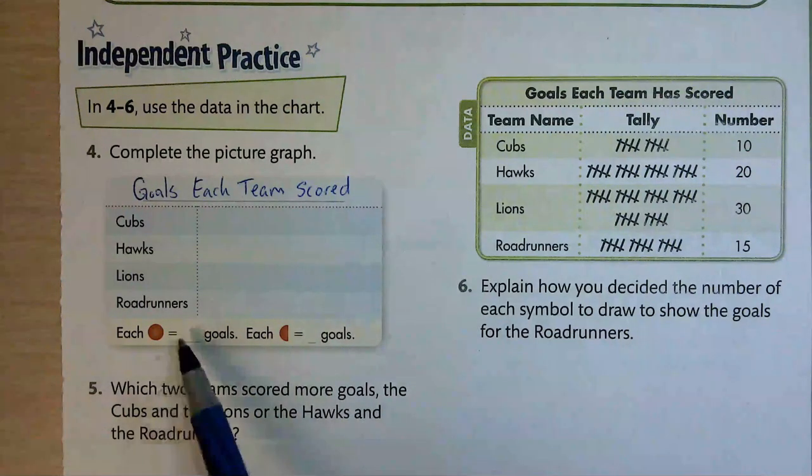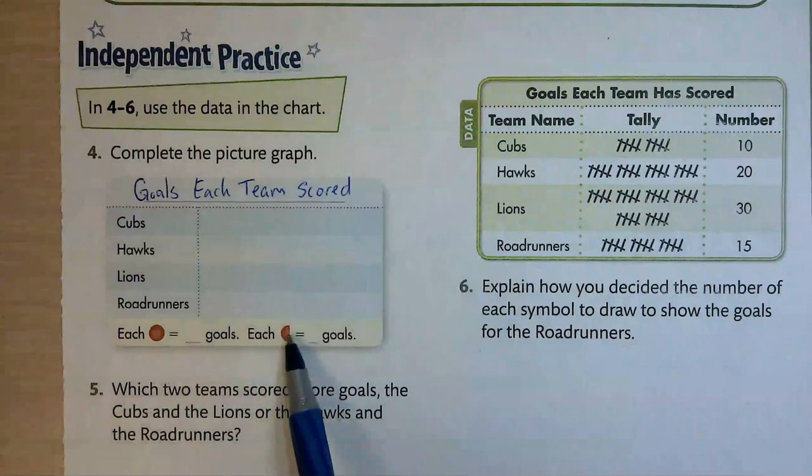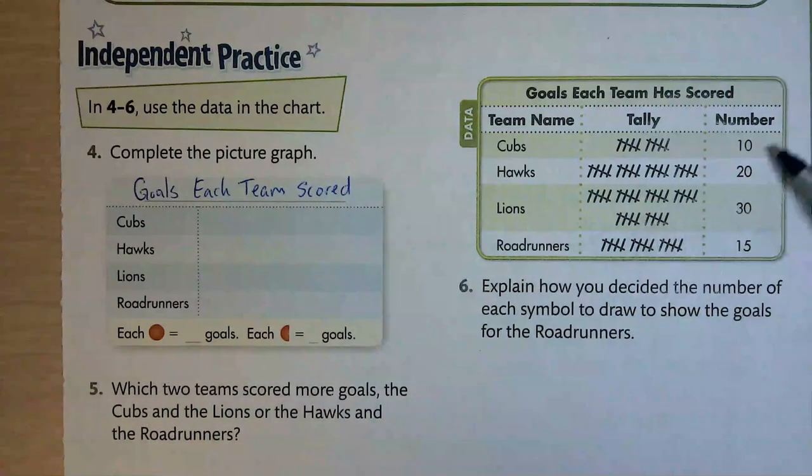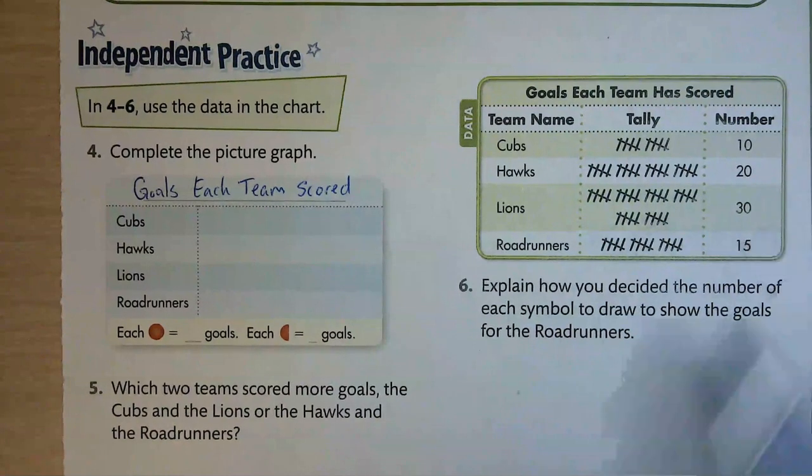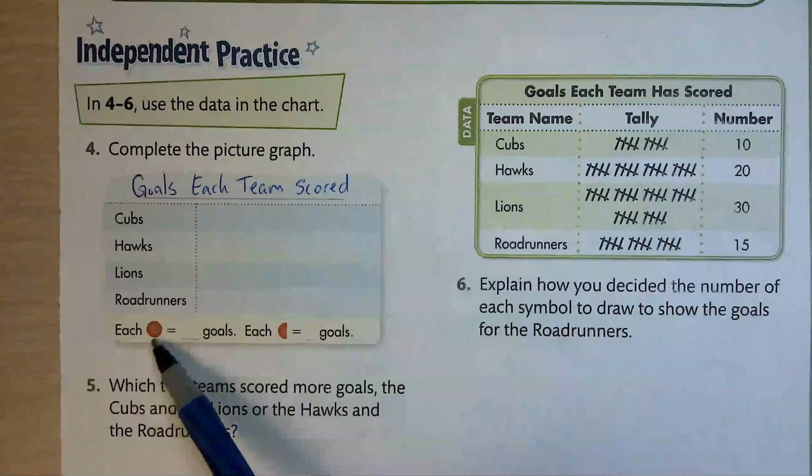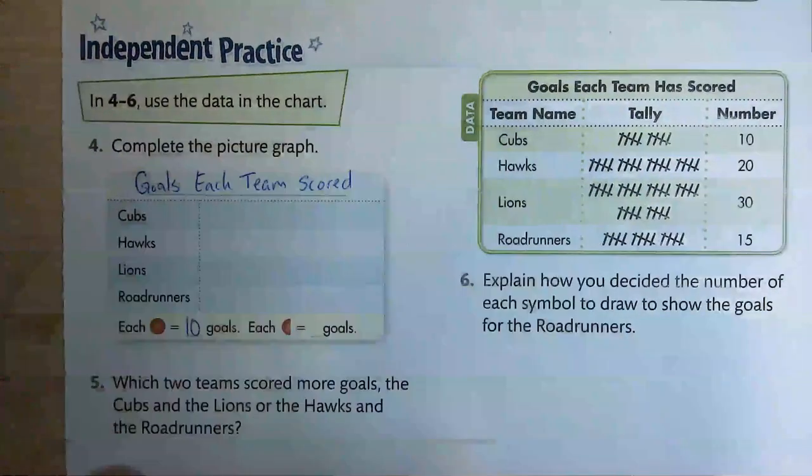So do I want to do 2 goals and then each half is worth 1? My total numbers over here are 10, 20, 30, and 15. Those are bigger numbers. But I see that they're all at least 10. So maybe I could make my whole circle 10 goals, right? Let's start there. So put 10 over here.